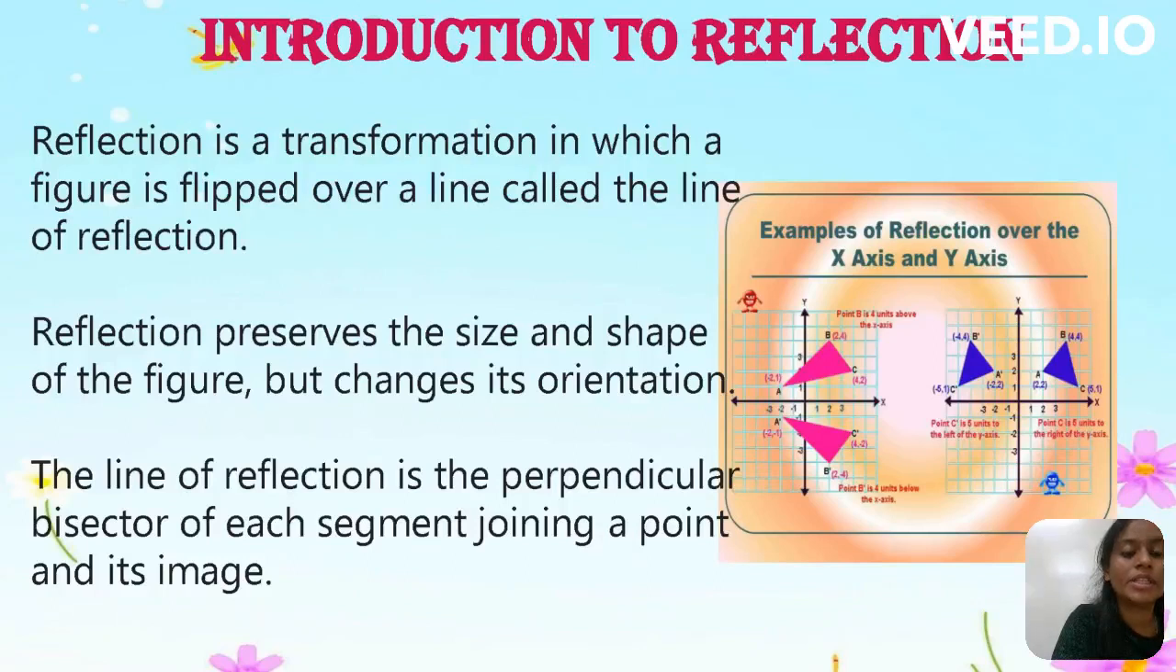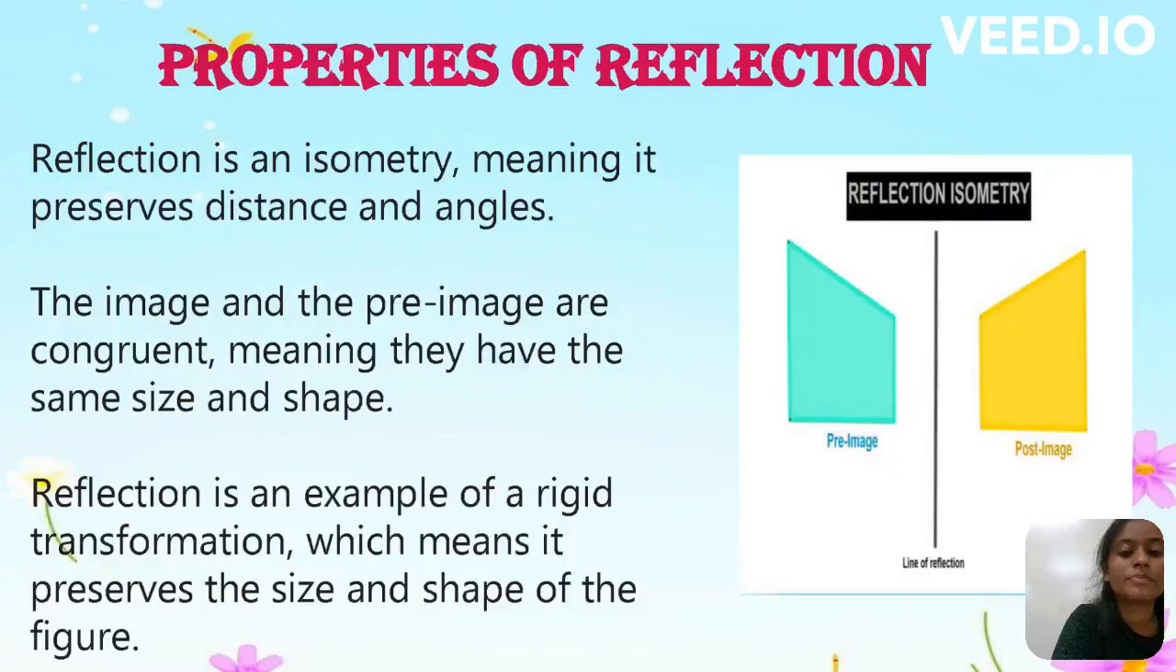Introduction to reflection. Reflection is a transformation in which a figure is flipped over a line called the line of reflection. Reflection preserves the size and shape of the figure but changes its orientation. The line of reflection is the perpendicular bisector of each segment joining a point and its image.